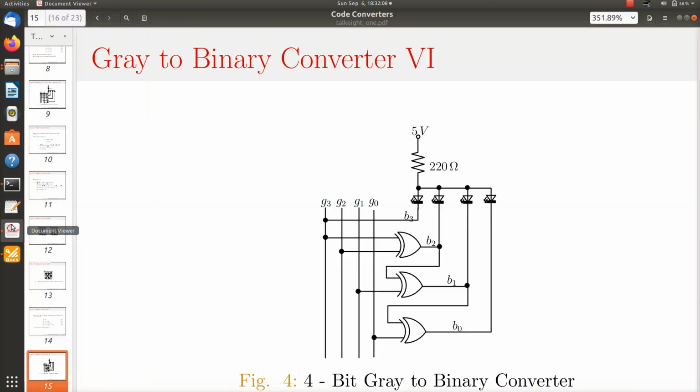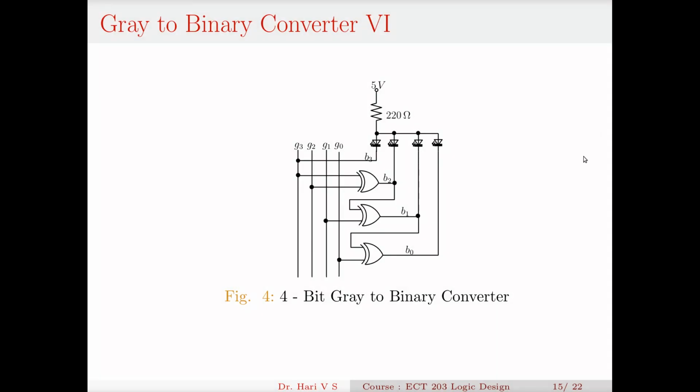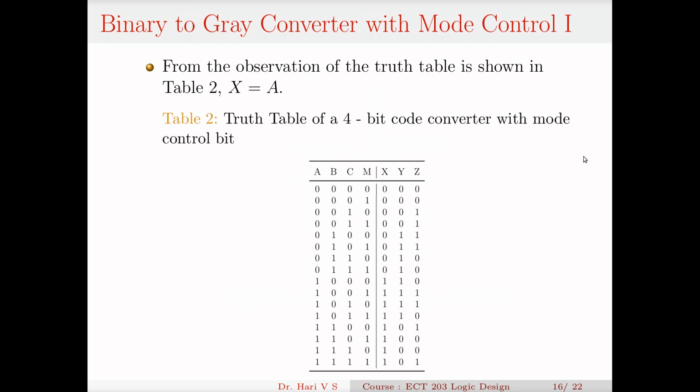Now let me go back to my presentation. Now we can have the converter that converts both ways, like binary to gray and gray to binary converter with some mode control. In this truth table, I have 3 inputs. It's a 3-bit converter. Actually it's a 3-bit code converter with the mode control. So the mode control becomes the last bit, so that's why it is written that way.